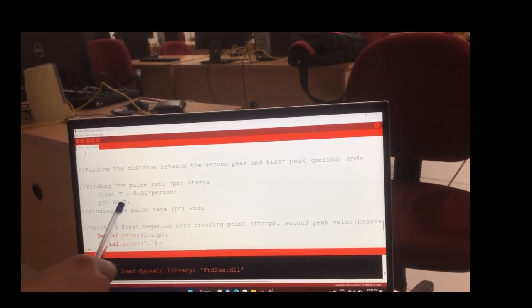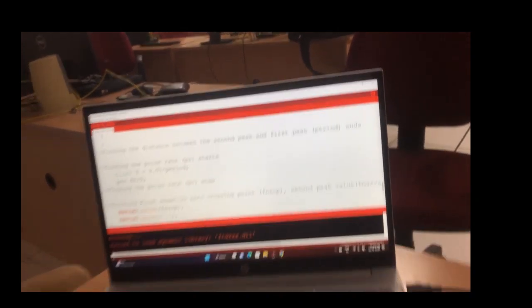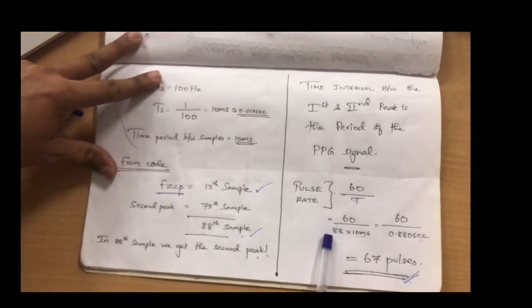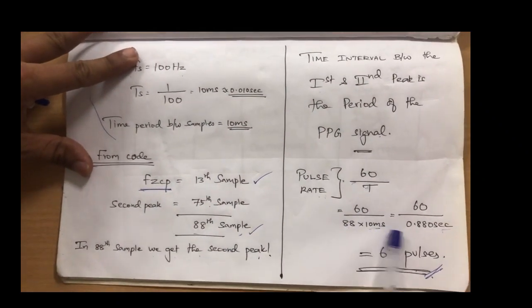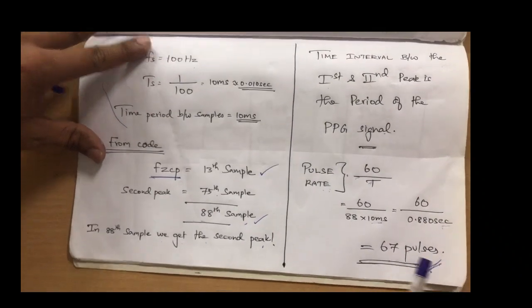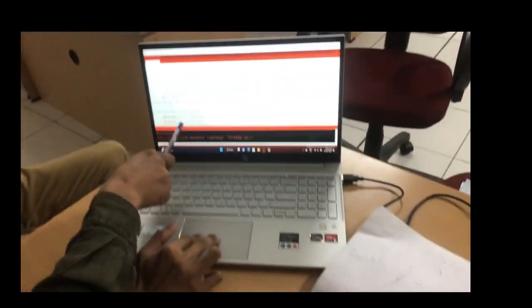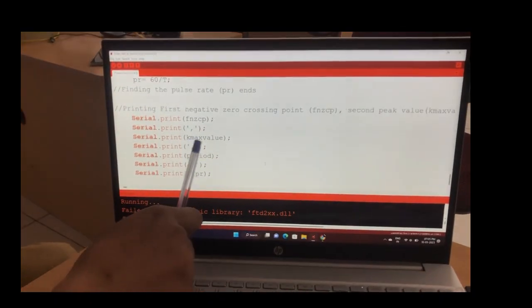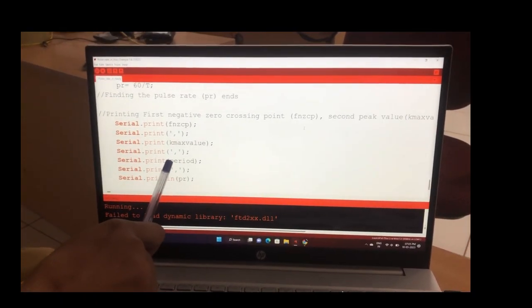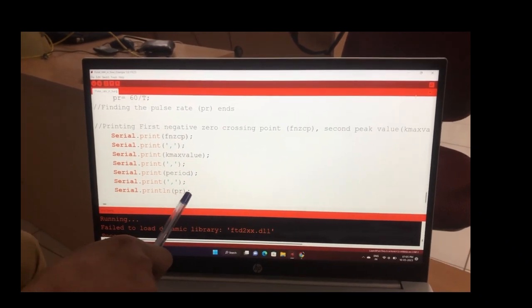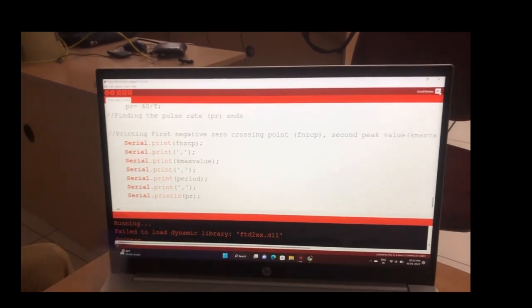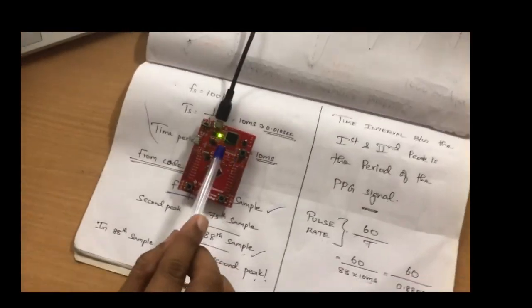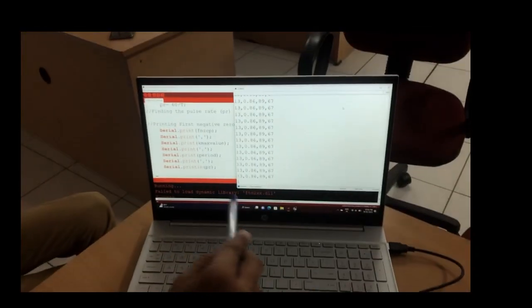As per the computation, pulse rate equals 60 by t. T is 88 samples as per the theoretical calculations, into 10 milliseconds, so you are supposed to get 67 pulses after running this code. And then we are printing the first negative zero crossing point, the second peak value, and the period of the signal, and displaying the pulse rate in a serial window. Now this is the TIVA microcontroller board, and we are downloading this code and running it.